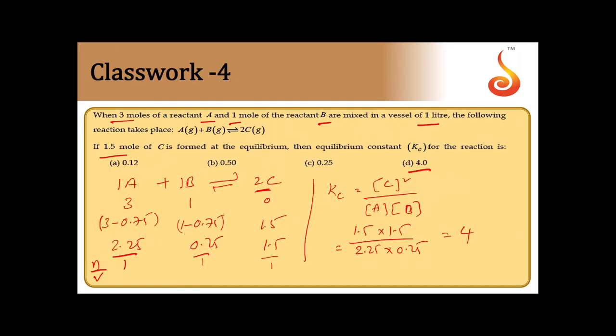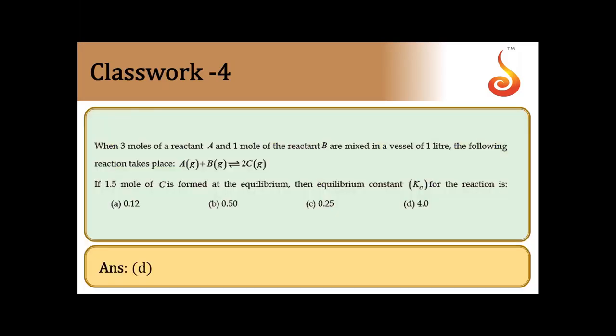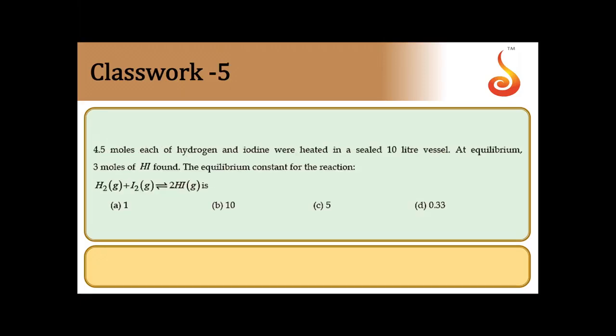So here 1 mole of A and 1 mole of B react to form 2 moles of C. The given 1.5 moles of C are formed at the equilibrium state. To get 1.5 moles of C, 0.75 moles of A and 0.75 moles of B should react. So we subtracted those from the initial moles and got the equilibrium moles. And since volume is given as 1 liter, we got concentrations by dividing by 1 liter throughout. So we substitute in the basic expression. The answer is option 4, that is 4 we got. Answer is option D. Then next one.